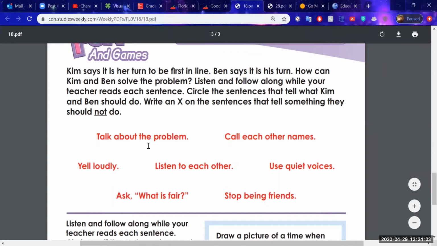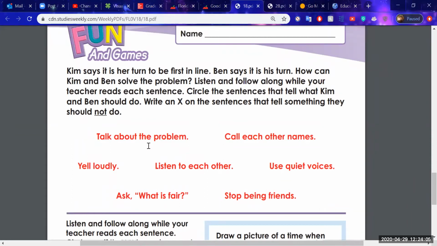Now I'm going to read you a scenario. After I'm done reading the scenario, I'm going to present you with options of how they can solve the problem. If you agree with the option I give you, nod your head or say yes. If you disagree with the option I give you, please shake your head no or say no. Are you ready? Let's go.